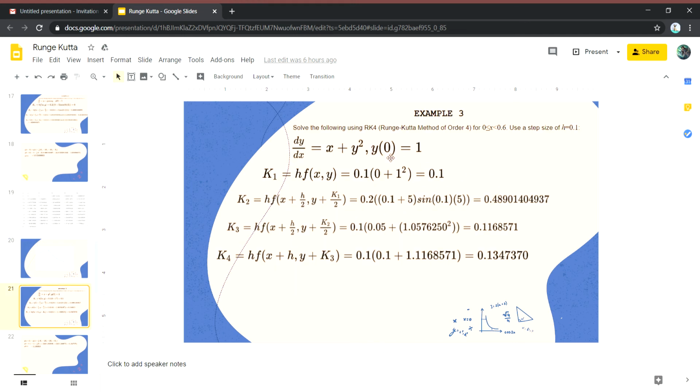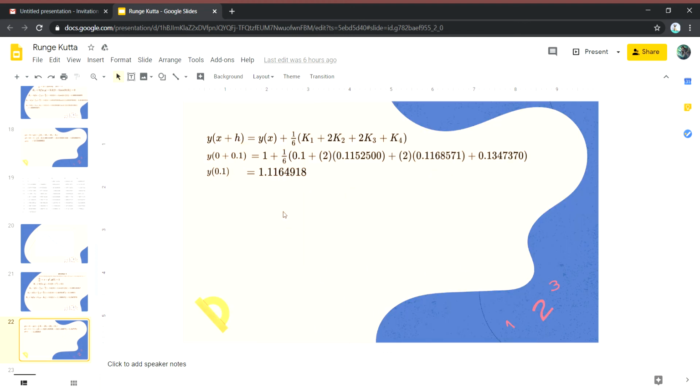So for example 3, we have to solve the following using RK4, which is Runge-Kutta method of order 4, for 0 below or equal x below or equal 0.6, and we have to use a step size of h equal to 0.1. So you can see here the solution, and y(0.1) equal to 1.1164918.